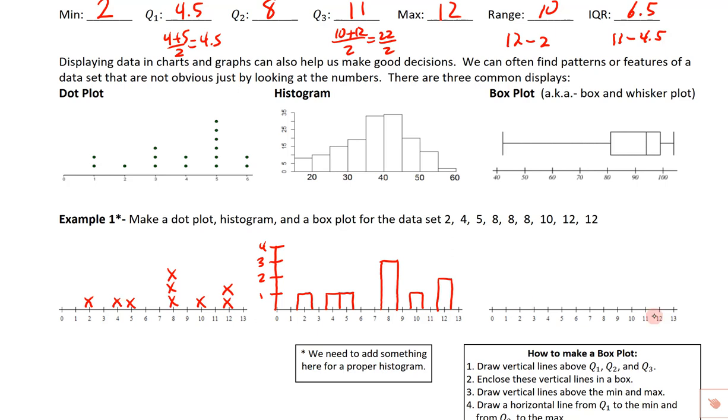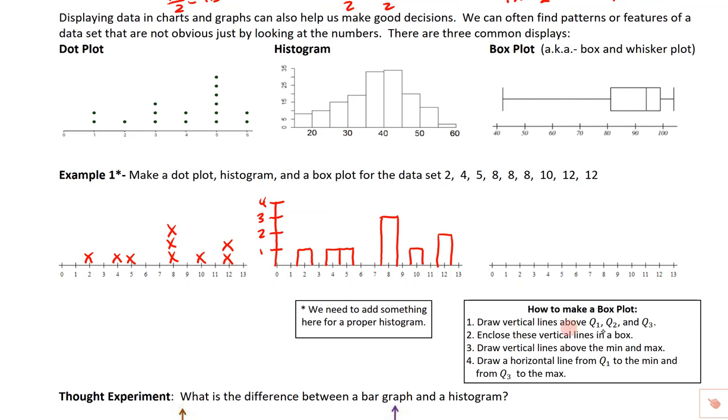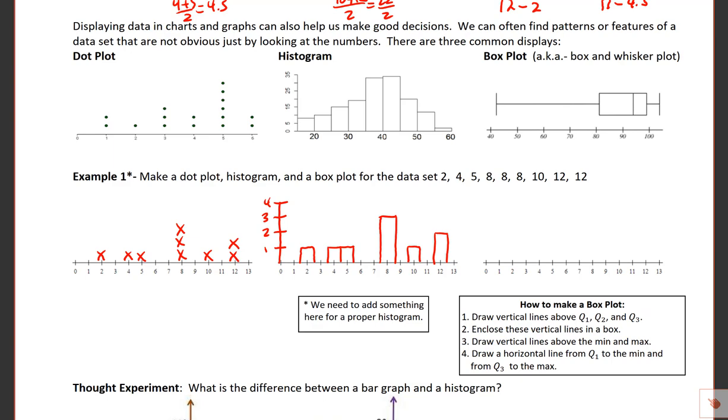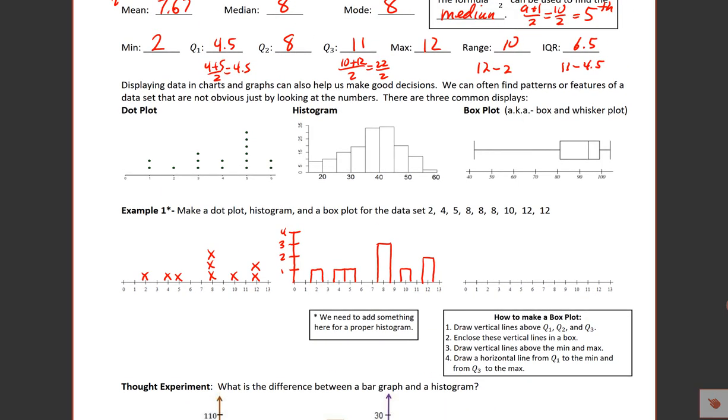And then we want to make a box plot. So here's how we make a box plot. So to make a box plot, we're going to draw vertical lines above Q1, Q2, and Q3. So that's Q1, the median, and Q3. So I'm going to shrink this down just a little bit so we can see what that data was from up above. So there's the data that we need. So Q1 is at 4.5. So I'm going to go to 4.5. That's about right here. And I just draw a little vertical line about like that.